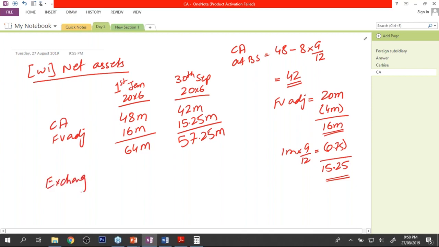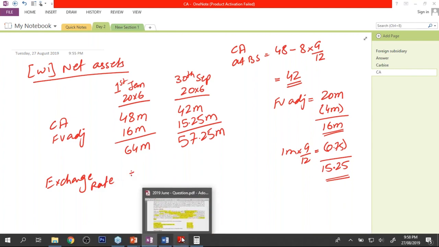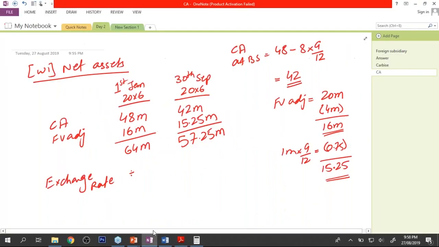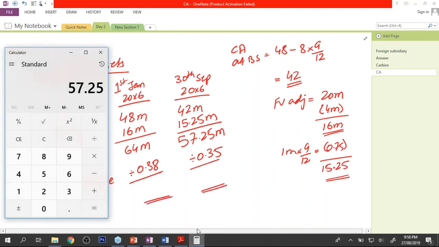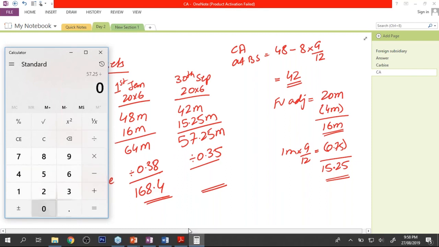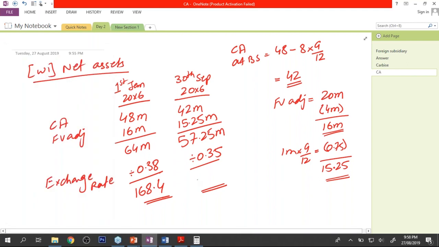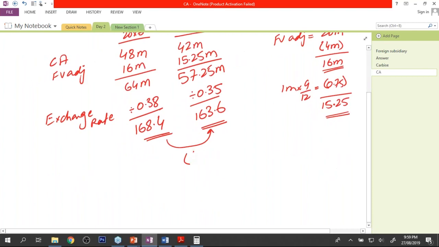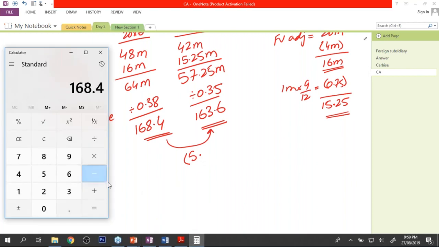Now we need to apply the exchange rates onto these dates, which was how much? 0.38 and 0.35. So divided by 0.38 and divided by 0.35 will give us the net assets on these two dates. So 64 divided by 0.38 is 168.4, and 57.25 divided by 0.35 is going to be 163.6. So this means that we have a loss of, let's check, 168.4 minus 163.6, it's a loss of 4.8.